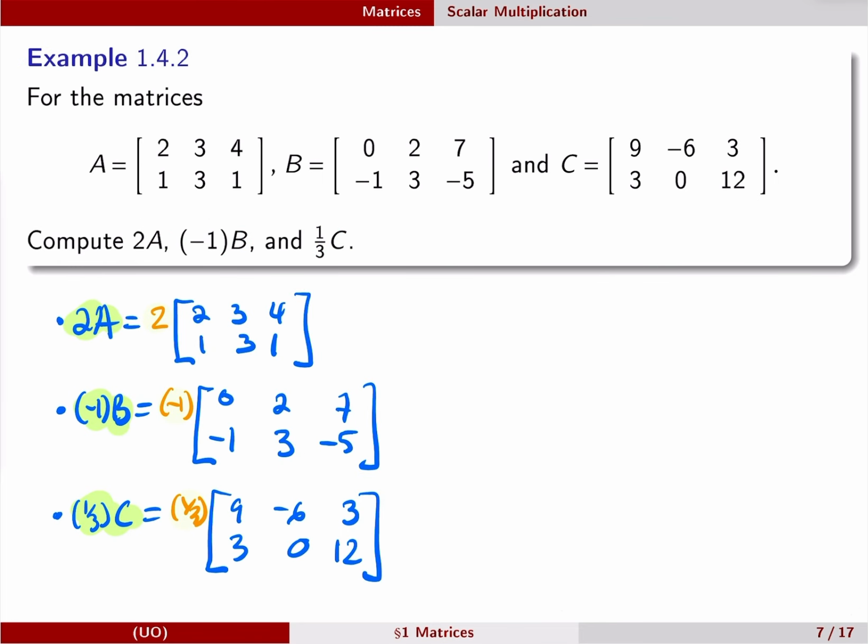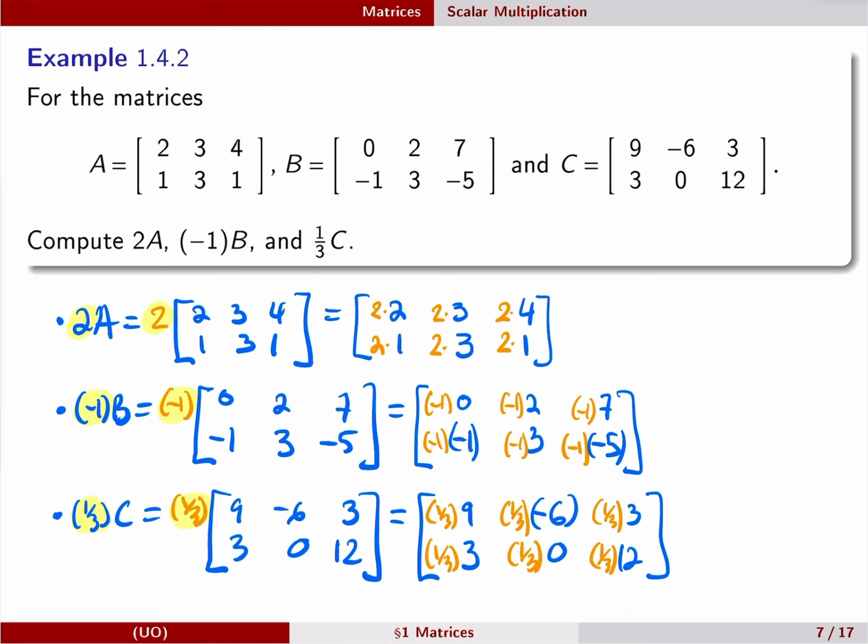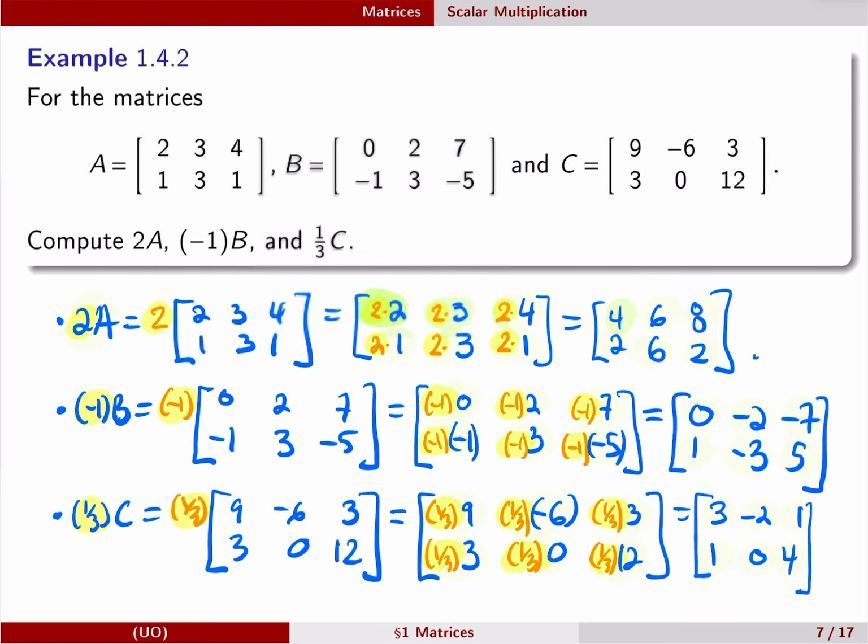If you are doing all the operations in detail, you simply put the scalar in front of those matrices, and then the only thing you have to do is distribute the scalar inside these matrices. So the 2 goes inside the matrix A, the minus 1 goes inside the matrix B, and the 1/3 goes inside the matrix C. And then if you do the actual computations for the final result, 2 times 2 is 4, 2 times 3 is 6, 2 times 4 is 8, 2 times 1 is 2, 2 times 3 is 6, 2 times 1 is 2. So nothing too difficult, just multiplying by 2 everywhere.